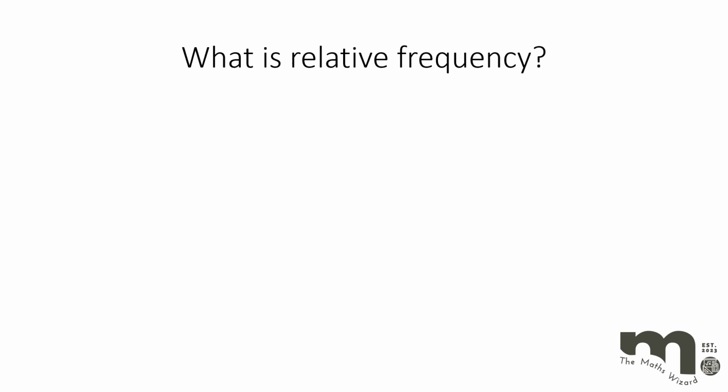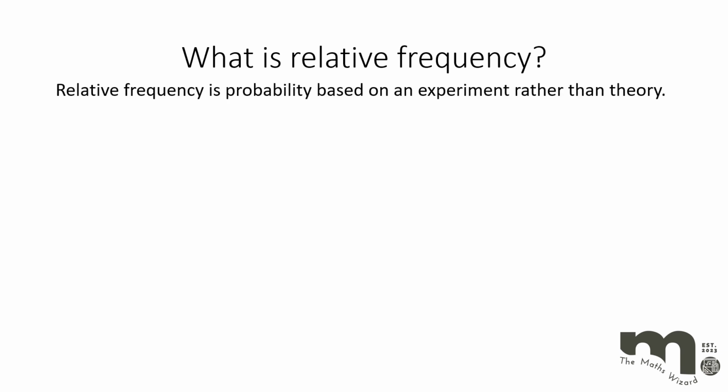So what is relative frequency? Well, relative frequency is probability based on an experiment rather than theory. A lot of the probability you might come across on GCSE is based on theory. For example, when you roll a dice, there's a 1/6 chance you might roll a 6. That's based on the theory that there are 6 equally likely outcomes on a dice.